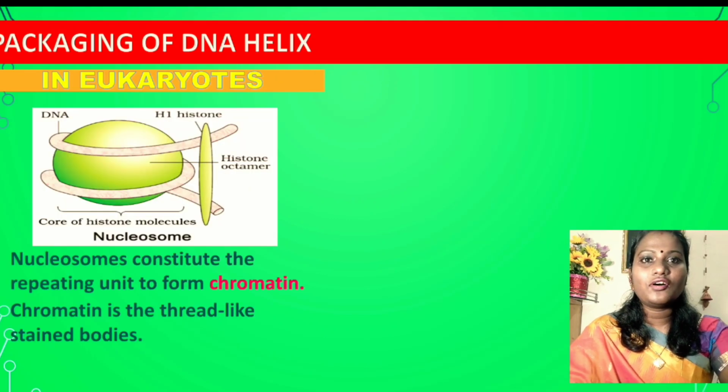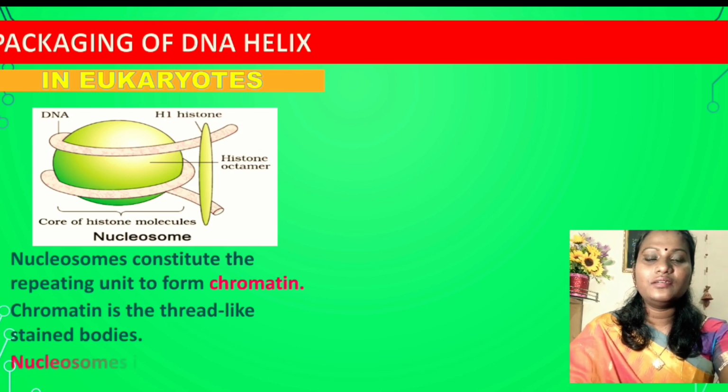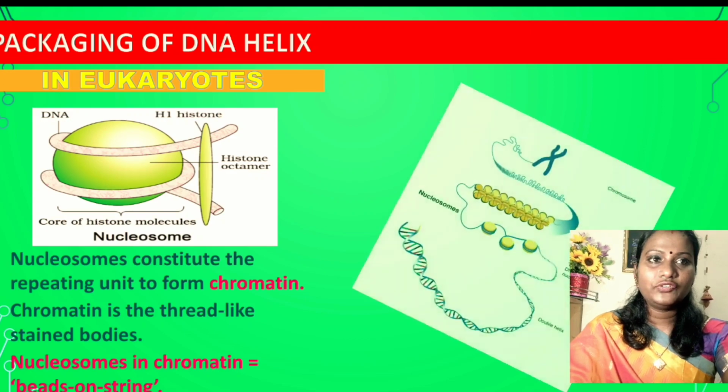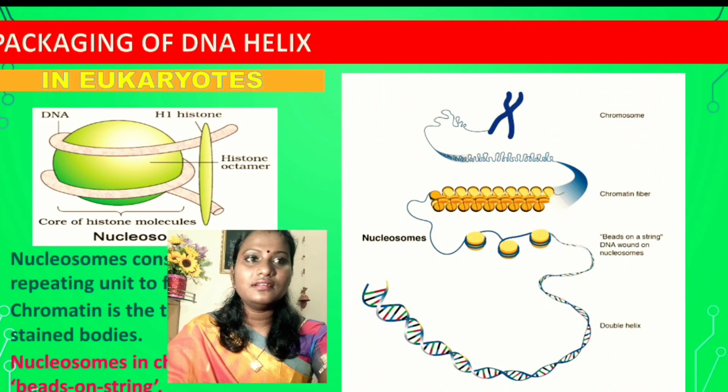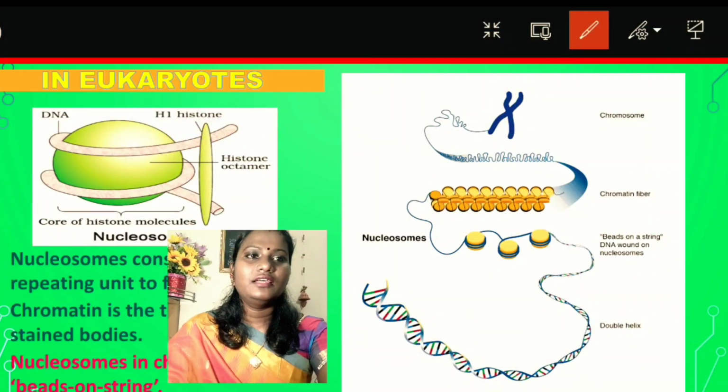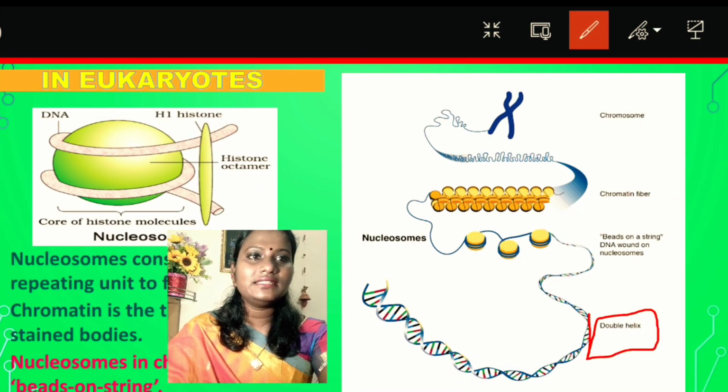Now this nucleosome constitutes a repeating unit to form chromatin, and this chromatin is the thread-like stained body. The nucleosomes in the chromosome look like beads on a string. You can see in the diagram, this is the DNA, the double helix model of the DNA, and it is wrapped around histone protein and results in the formation of the nucleosome. At this stage, it looks like beads on a string.